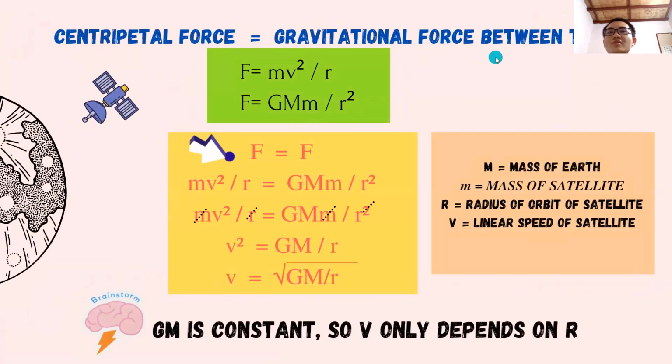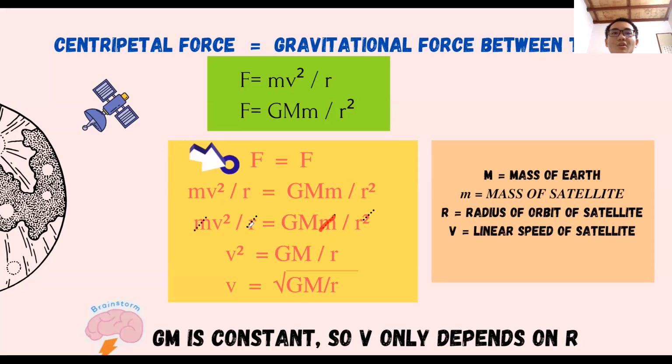We need to relate these 2 forces, where centripetal force equals the gravitational force between them: mv squared over r equals G m M over r squared. Here we cancel the same parts, m and m, then r and r. We get v squared equals GM over r, and lastly v equals square root of GM over r, where v is linear speed, G is the gravitational constant, M is the mass of Earth, and r is the radius of orbit of the satellite.